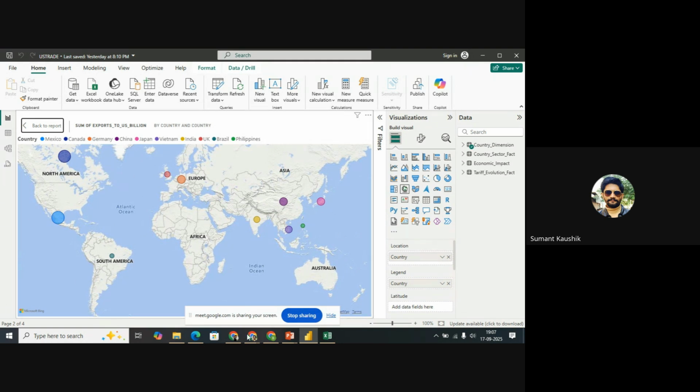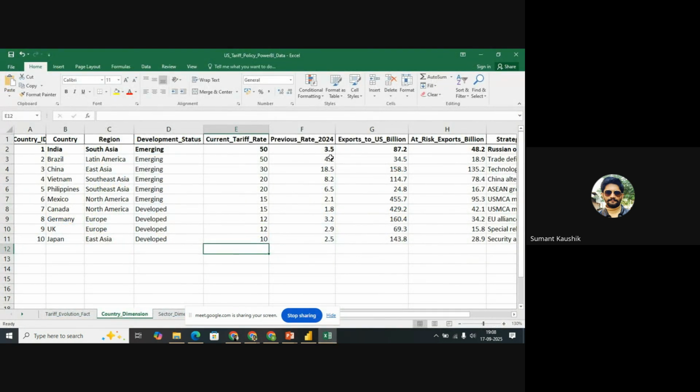As you can see, the highest amount of exports to the US is made by Canada and Mexico. Canada exports about $429 billion, and Mexico exports about $455 billion. So these are the highest exporters to the USA. Next, the second number goes to Germany. Third is China. Then Japan, then Vietnam. Thereafter we have India. After India, the UK, and after the UK, Brazil. And at last, the Philippines. I have shown these numbers here also in the Excel sheet.